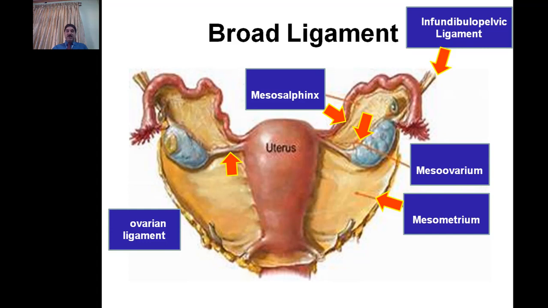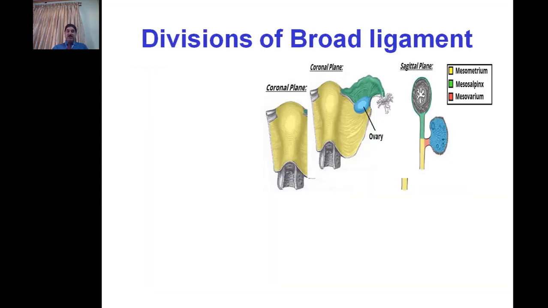The divisions of the broad ligament, as shown in this diagram, in the coronal plane, it is divided into mesosalpinx, mesoovarium, and mesometrium. As already discussed, the yellow area represents the mesometrium, which encloses the uterus, runs from its lateral borders towards the lateral pelvic wall. Mesosalpinx, as shown by this green area, is a double-layered fold of broad ligament which encloses the fallopian tube, and mesoovarium, as shown by this blue area, arises from the posterior layer of the broad ligament and encloses ovary.